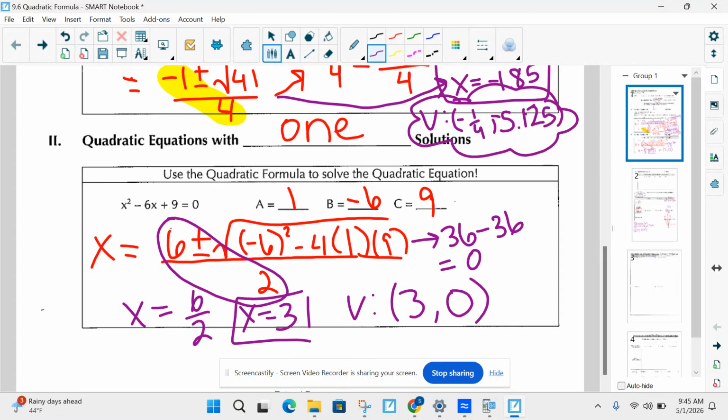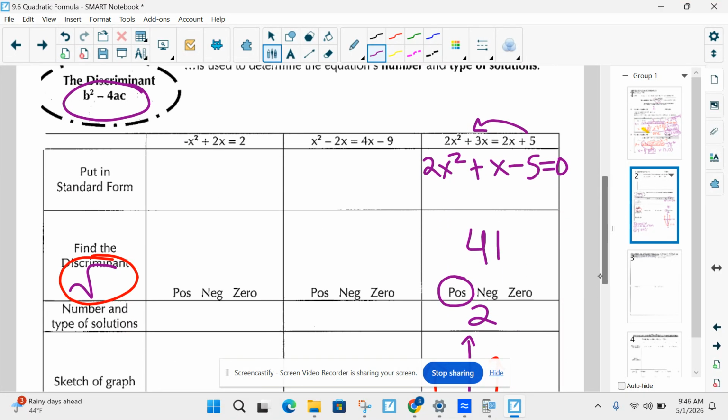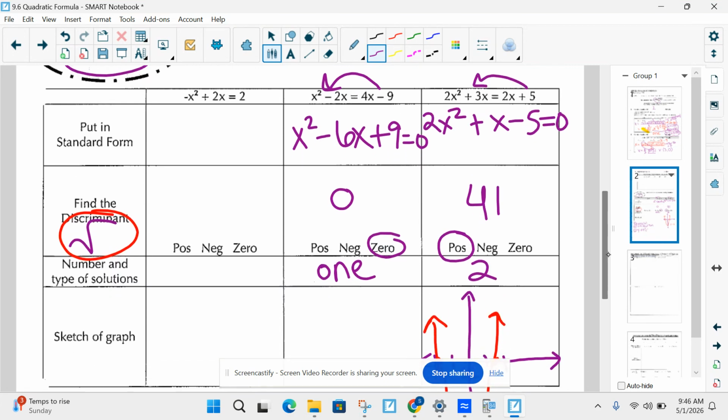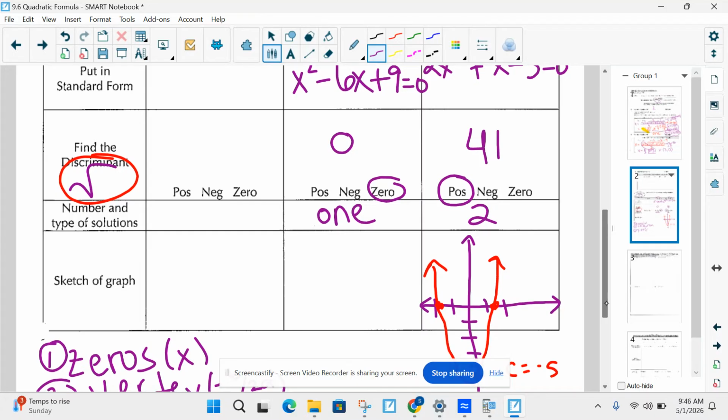But there's our vertex. Now we're going to go to the next page and fill in the middle column, which is the same equation. So if I just subtract these terms over, we get x squared minus 6x plus 9 equals 0, which is the same equation. The discriminant was 0 because our 36 minus 36 canceled out. Since it was 0, we only had one solution because there's nothing to add or subtract anymore. And then now we're going to graph it.